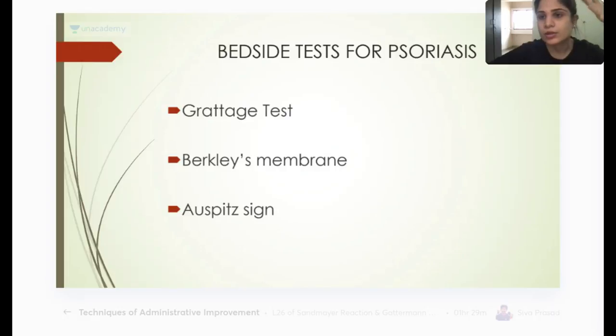Okay, next is what are the tests for psoriasis. So there are three tests for psoriasis: grattage, Berkeley's membrane and Auspitz sign.